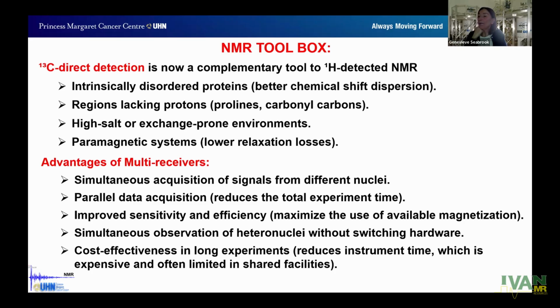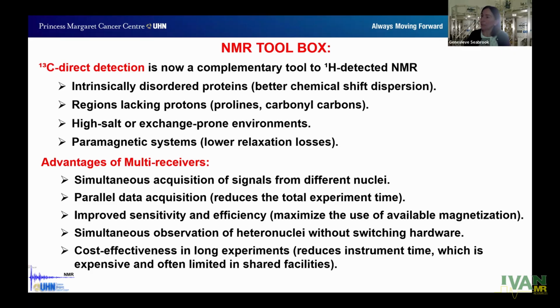it's an old console. It's also cost effective because if your experiment is long, you need to charge more for the core facilities. But often we've got an instrument and we need to get going with those experiments. So you want to reduce the instrument time. So these are the advantages of the cystatin direct detection and the use of those dual receivers.